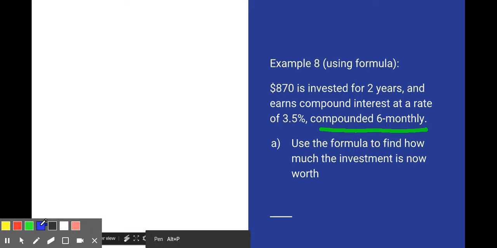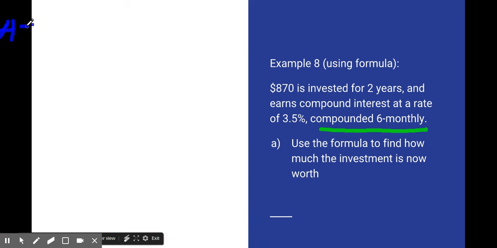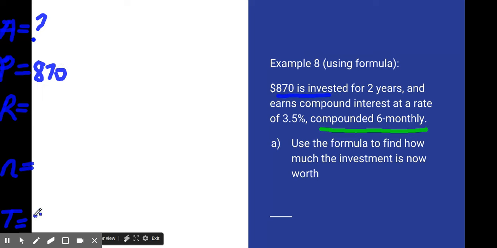Okay, so we've got compounded as our keyword, so we're going to be using A, P, R, leave a gap under that, N, and it might help us if we write T down. So the amount is the thing we want to know because it says how much it's now worth. P is how much was invested, 870 for 2 years.